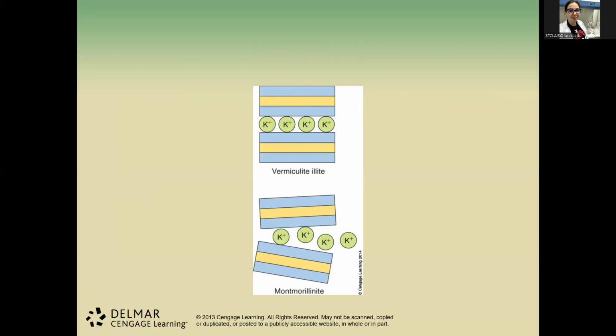So here we have an example where potassium is being trapped in the soil or fixed in the soil. So here we have potassium fixation occurring. There are potassium ions that are trapped between two layers of illite and vermiculite. However, if we use montmorillonite, the layers open up so that potassium does not get trapped.